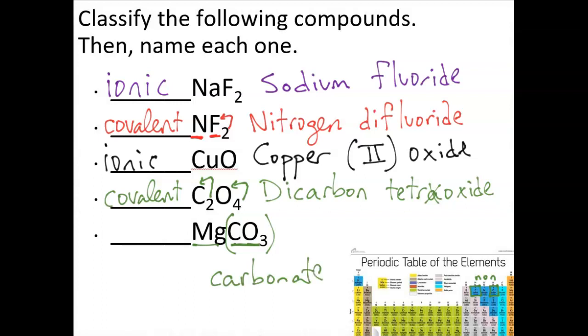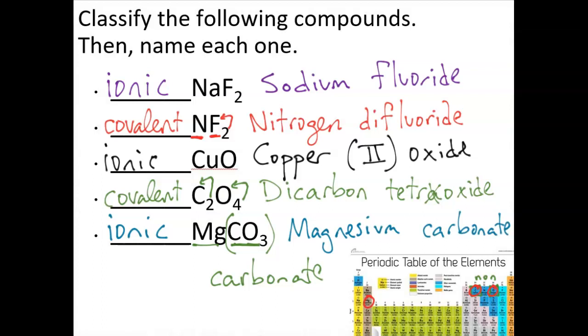If you have a polyatomic ion, you know for sure that it's an ionic compound because it's a polyatomic ion. Also, you can prove that because Mg is a metal and C and O are both nonmetals. So once again, we have an ionic compound. And for naming these, they don't need prefixes or anything. We're just going to name it magnesium. And then we see that carbonate is the polyatomic ion there.